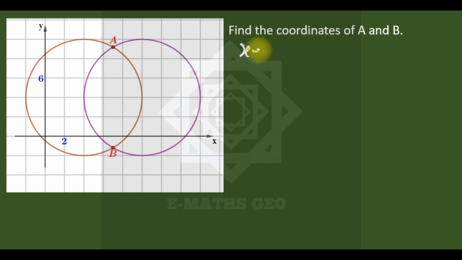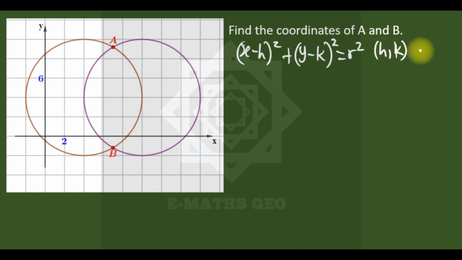(x minus h) squared plus (y minus k) squared equals r squared, where (h, k) are the coordinates of the center, and r is the radius of the circle.